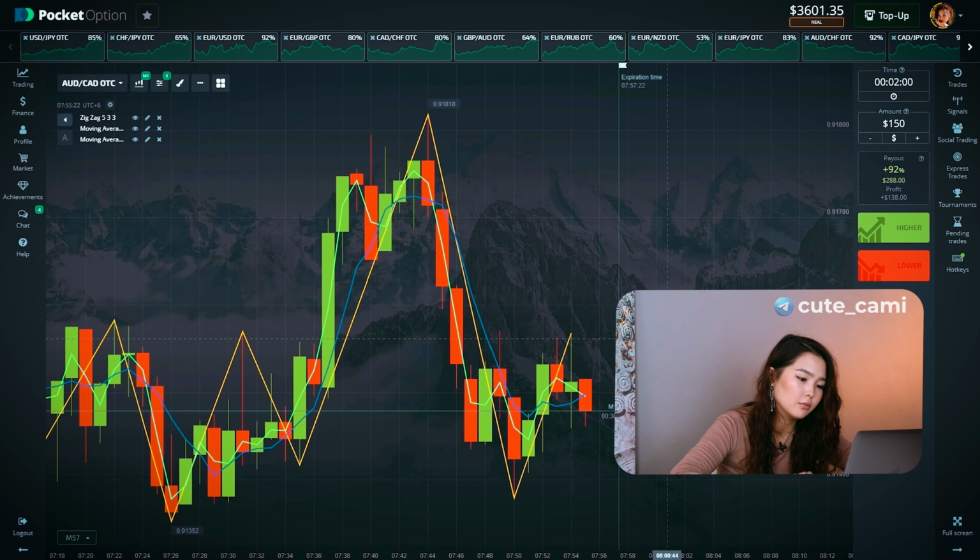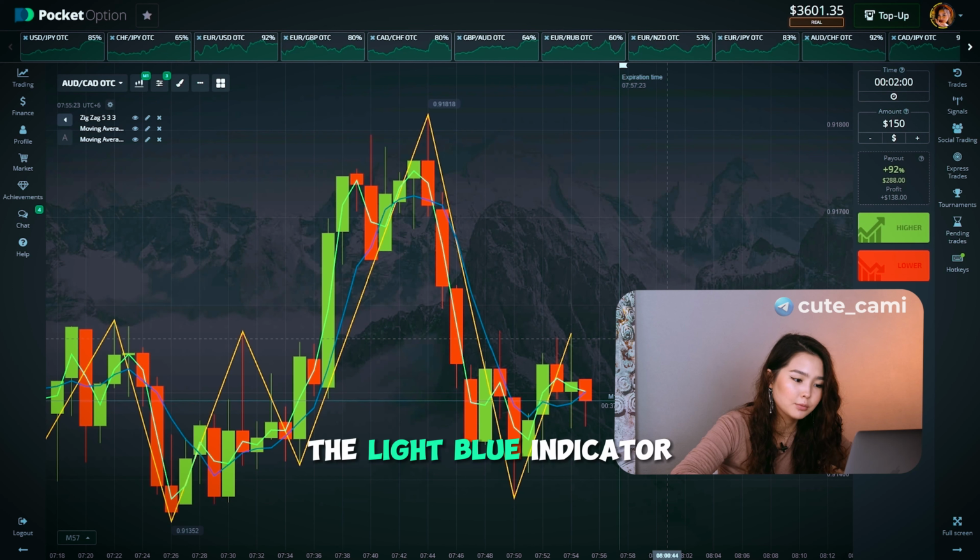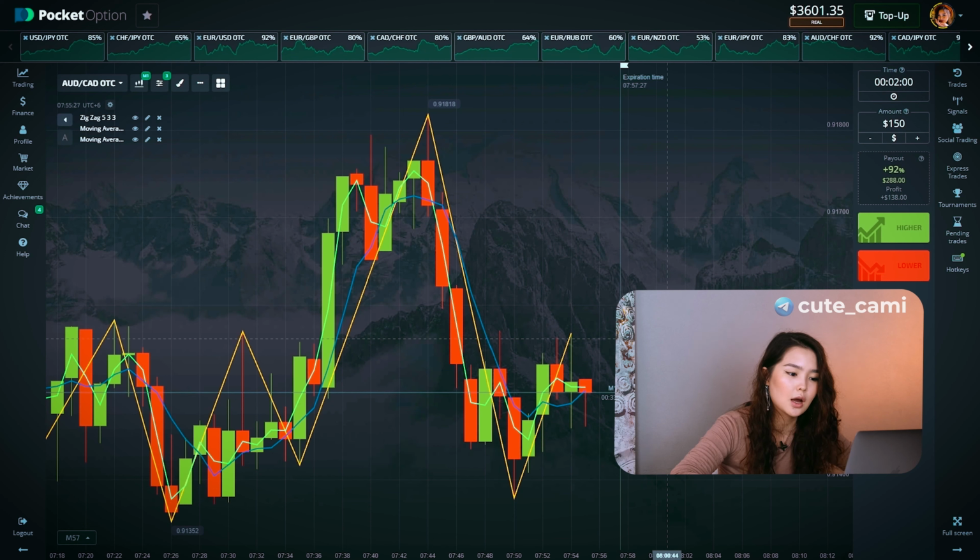Here, pay attention. Here is the situation that the light blue indicator crosses the blue indicator from top to bottom, and the yellow indicator also shows us the direction down. This is the best time to open a 2 candles down bet.